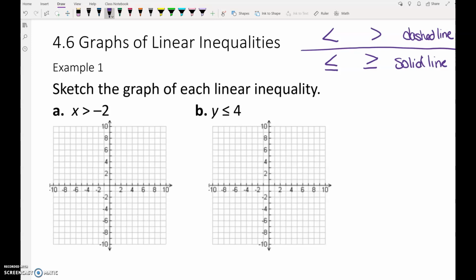For x is greater than -2, remember this is a vertical line. So we need a vertical line going through the x value -2. Should we use a dashed or a solid line for this one? Dashed line. Make sure you extend it across the entire graph. If all I see is 2 dash marks right around -2, that's just not going to cut it. You need to extend it across the whole graph.